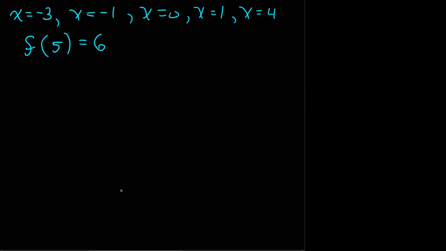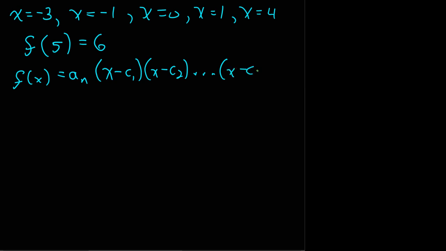All right, so let's use all this information to help us, and we're going to use the completely factored version of a polynomial. The completely factored version said, if I have some f of x, I'll have some a sub n out front, and then I'll have x minus c sub 1, x minus c sub 2, and so on until I get x minus c sub n.